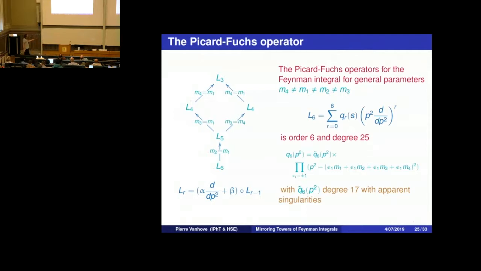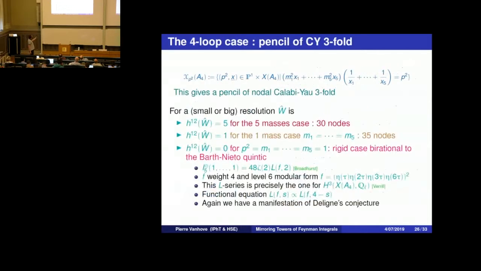So this is really pretty complicated to do, and I don't know any way to predict a priori the order of the Picard-Fuchs operator in general, just by looking at the graph. So in a sense, this is why for this family we had to do it. So let's go to the next case.